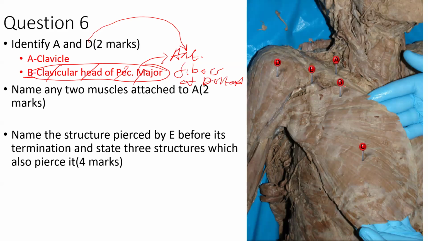So name any two muscles attached to A. Yeah, go ahead. So pectoralis major, subclavius, sternocleidomastoid, trapezius, that's deltoid. Yeah, I think we are fine. Now your work is don't just know them, know where they actually attach.